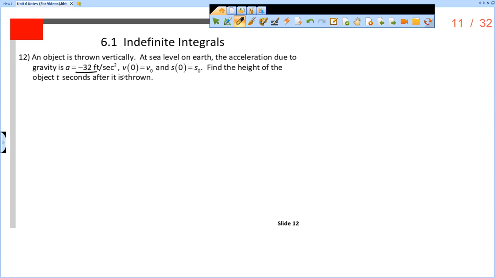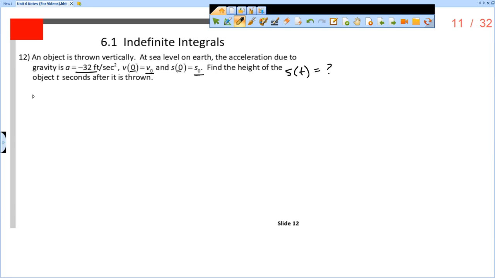But now it says v of 0 equals v sub 0. So this is just a general way to represent the initial velocity, when time is 0. And s of 0 is s sub 0. Same thing, this just represents the initial position when t is 0. Find the height of the object t seconds after it's thrown. So we're trying to look for the s of t equation.